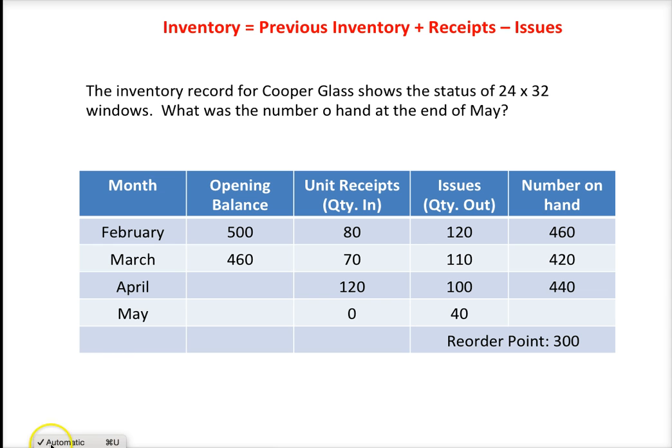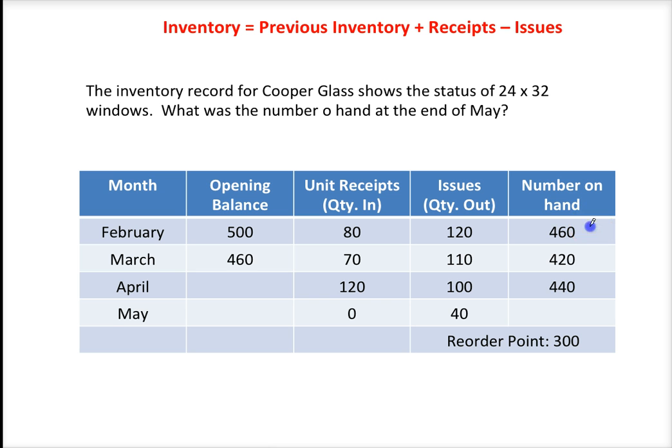Okay, this inventory sheet looks a little different. It goes month by month, so it tells you February, what you started with, how many you received, how many you issued, and then the number you have on hand at the end of that month. So using our formula, we can see this is correct. We had an opening balance of 500. They received 80, so we add 80. That gives us 580. They issued 120, so if you take 580 minus 120, they had 460 on hand.